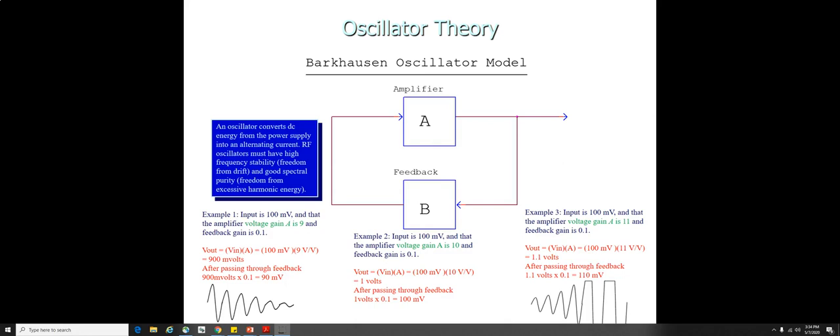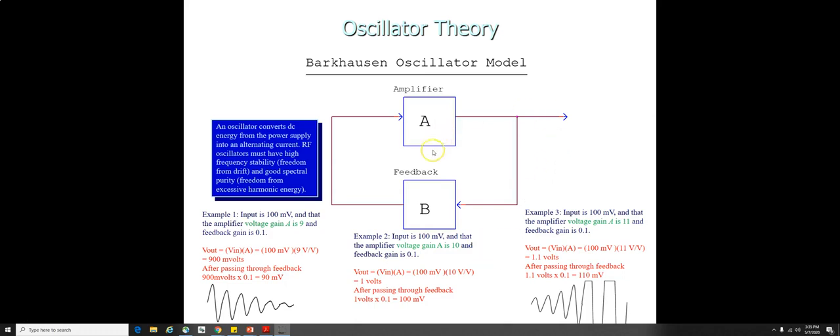Now next is oscillator theory. Here we are going to learn about oscillators. Oscillators are basically the key ingredient in both radio transmitters and receivers. An oscillator is a circuit that converts DC power supply energy into an AC output signal. The frequency of the oscillator in a transmitter determines the carrier frequency. It is important that the frequency produced be very stable and steady.